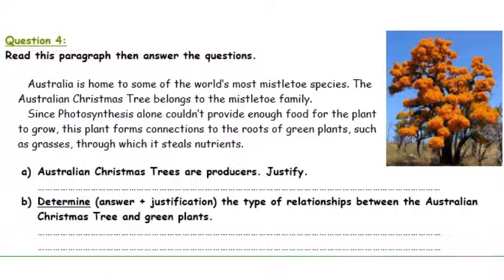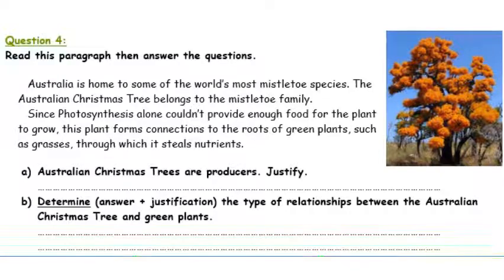What about this family? Since photosynthesis alone couldn't provide enough food for the plant to grow, this plant forms connections to the roots of green plants such as grasses through which it steals nutrients. So, the mistletoe, the Australian Christmas tree, can go through photosynthesis, right? But they are saying that the food that the plant is making isn't enough. So what does the plant do? It steals nutrients from other green plants like the grasses.